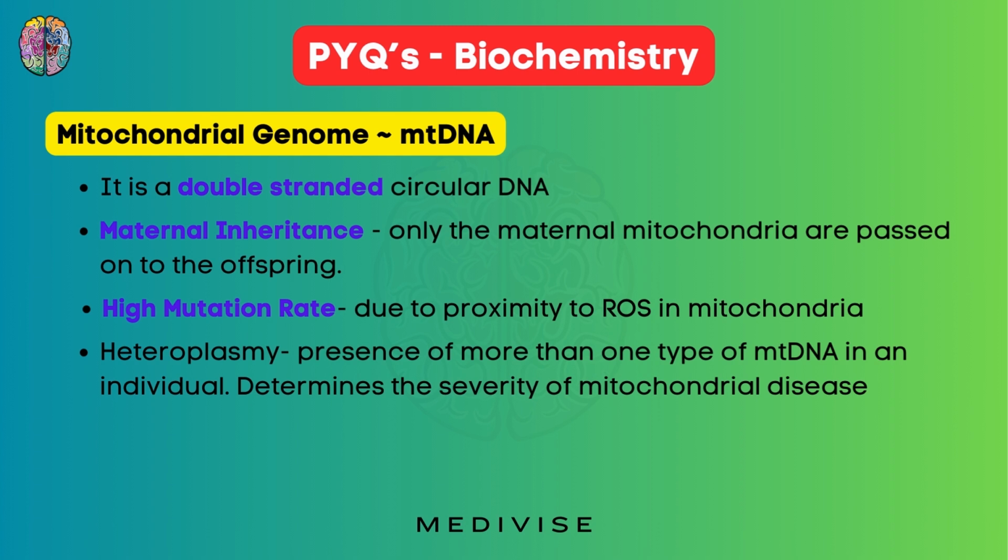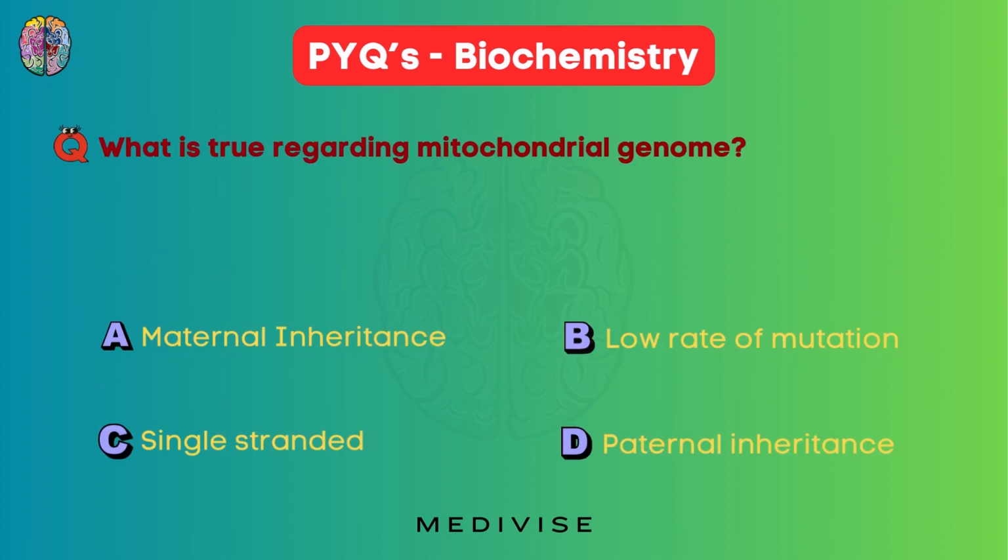Heteroplasmy is when there is more than one type of mitochondrial DNA in an individual, which determines the severity of mitochondrial disease. So coming back to our question, low rate of mutation is false, single-stranded is false, and paternal inheritance is not seen but maternal inheritance is seen. So that is our correct answer.